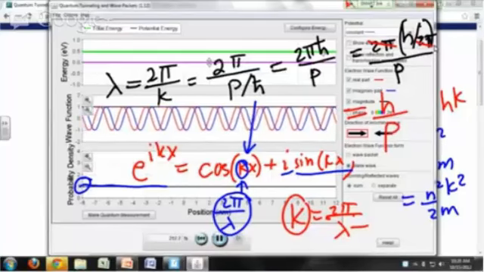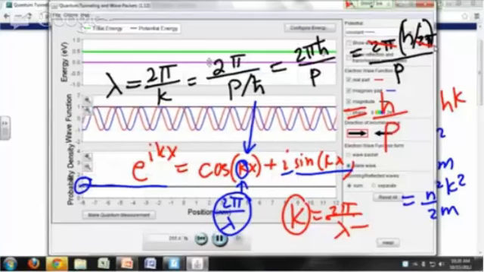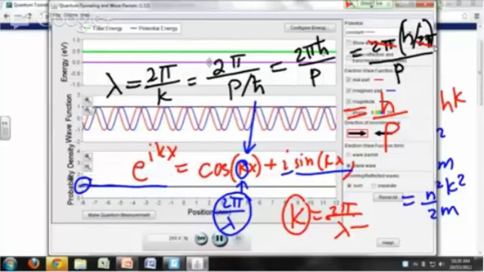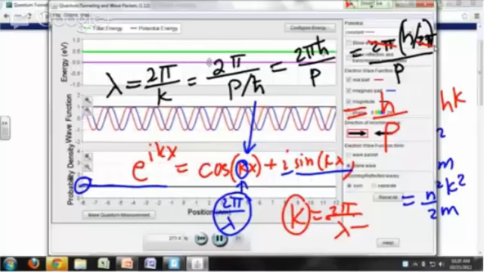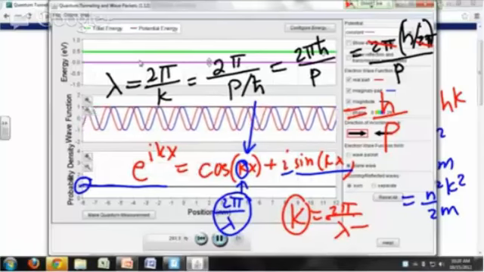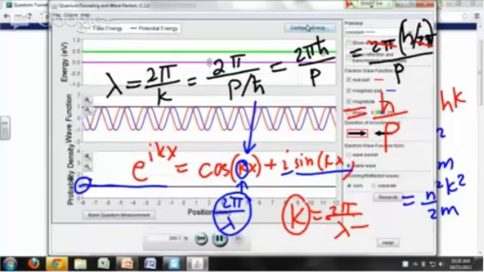What did we call that lambda before? De Broglie wavelength. So the wavelength of your wave function here is really the de Broglie wavelength of your particle. Okay? So let me clear that.